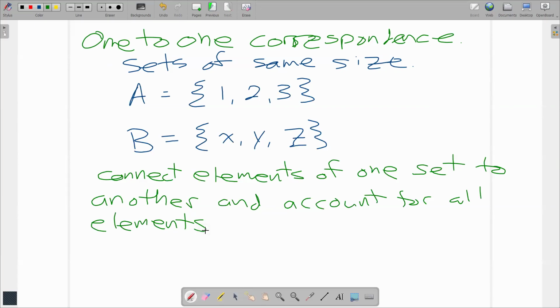And there's lots of ways I could make that happen. The easiest way is to just connect them in order. So a one-to-one correspondence means you can connect the elements in one set to the elements of another set, and you account for all elements in both sets. So for example, I could say, all right, 1 will connect to X, that's that correspondence. 2 will connect to Y, that's that correspondence. And then 3 can connect to Z. Did I miss anything in A? Did I miss anything in B? The answer is no. So there is a one-to-one correspondence between those 2 sets.